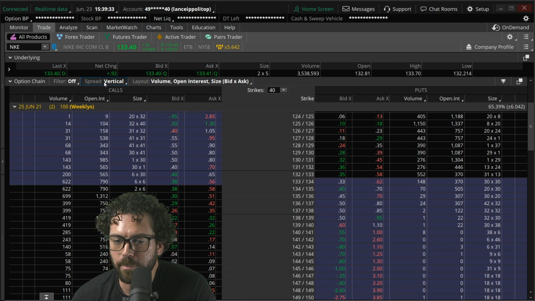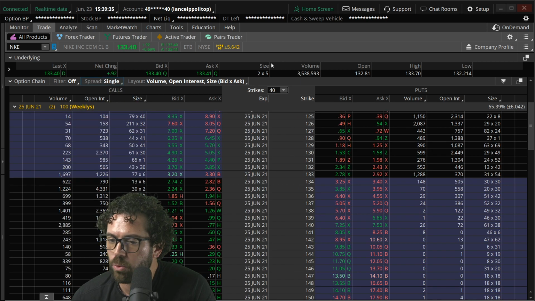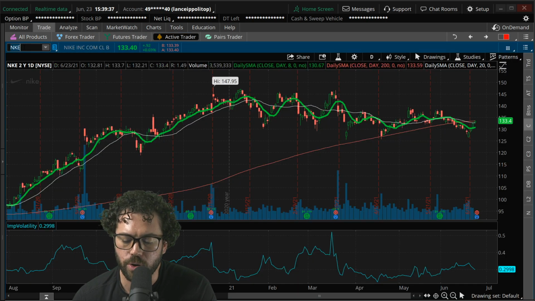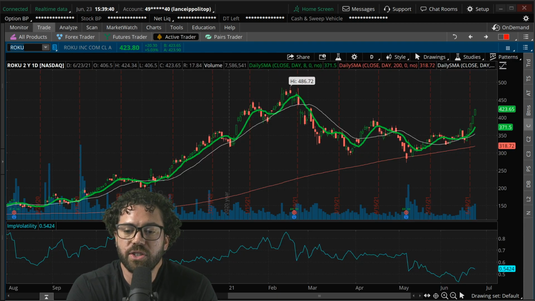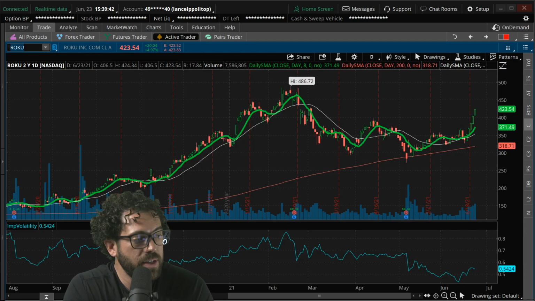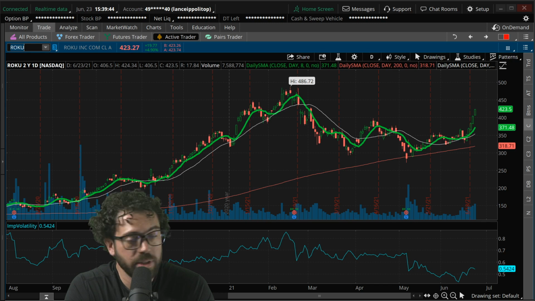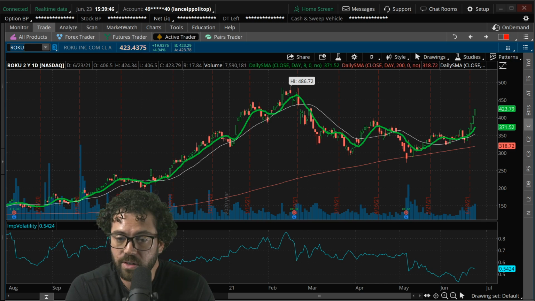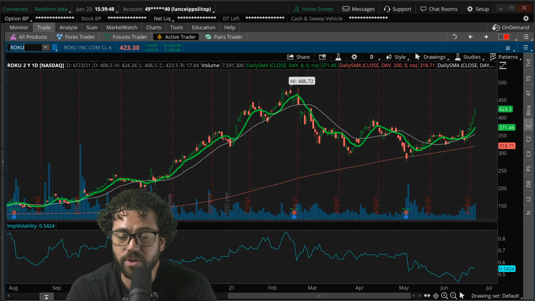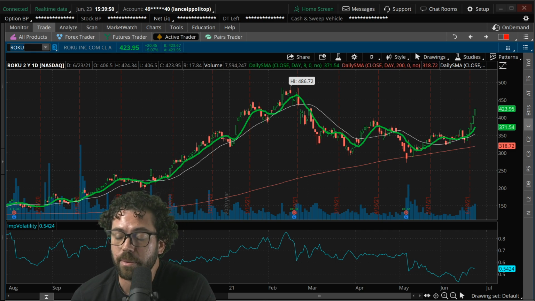So let's actually look at buying a spread here in Roku. And the reason why I pick Roku is Roku is a very expensive stock. Not only does it have implied volatility, usually year-round, it's a high mover. It's not uncommon to see Roku move 3, 4, 5% a day. Like today, it's up nearly 5%.